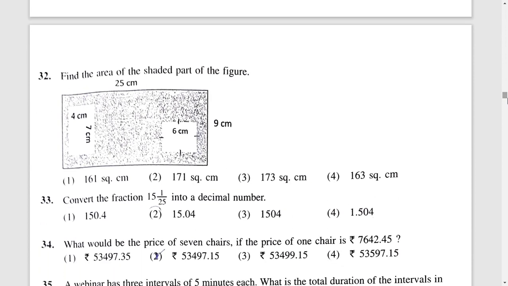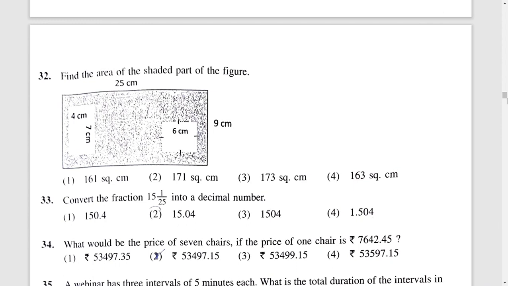Question number 32. Find the area of the shaded part of the figure. So this figure contains two blocks. First one is a bigger rectangle, and a smaller rectangle and a square. So the shaded part is this one. So you have to find the area of the shaded part.